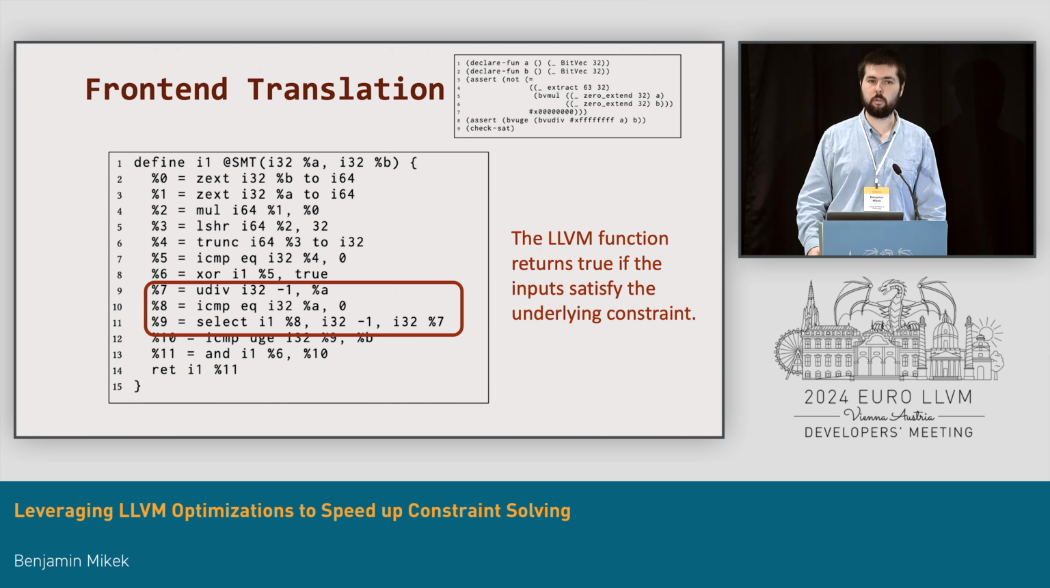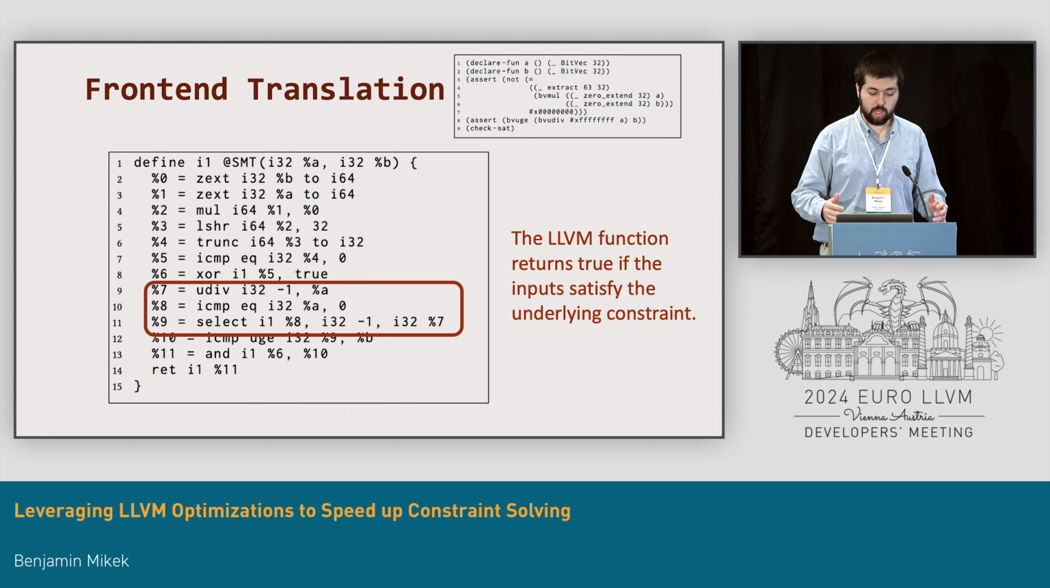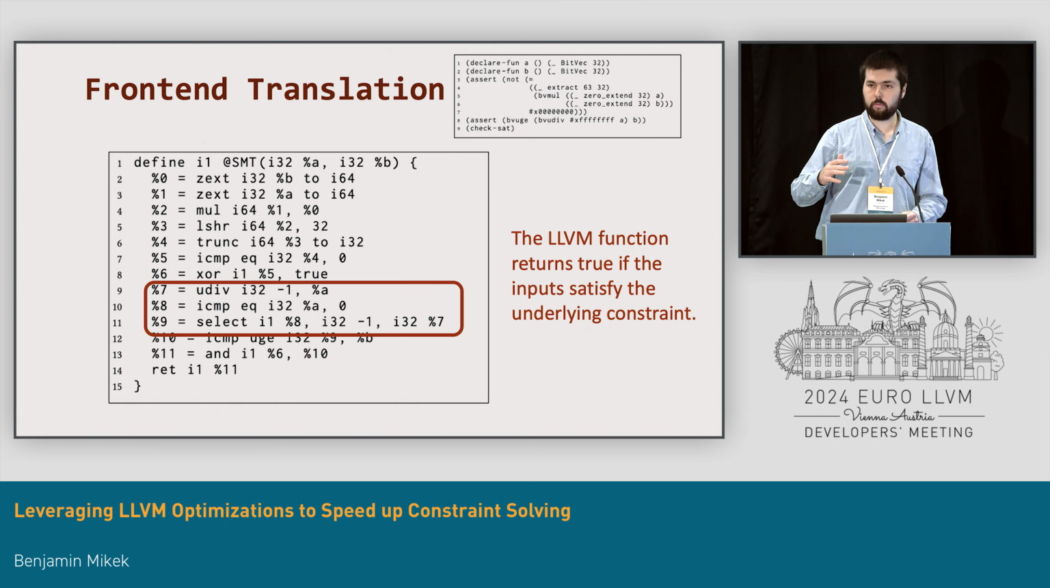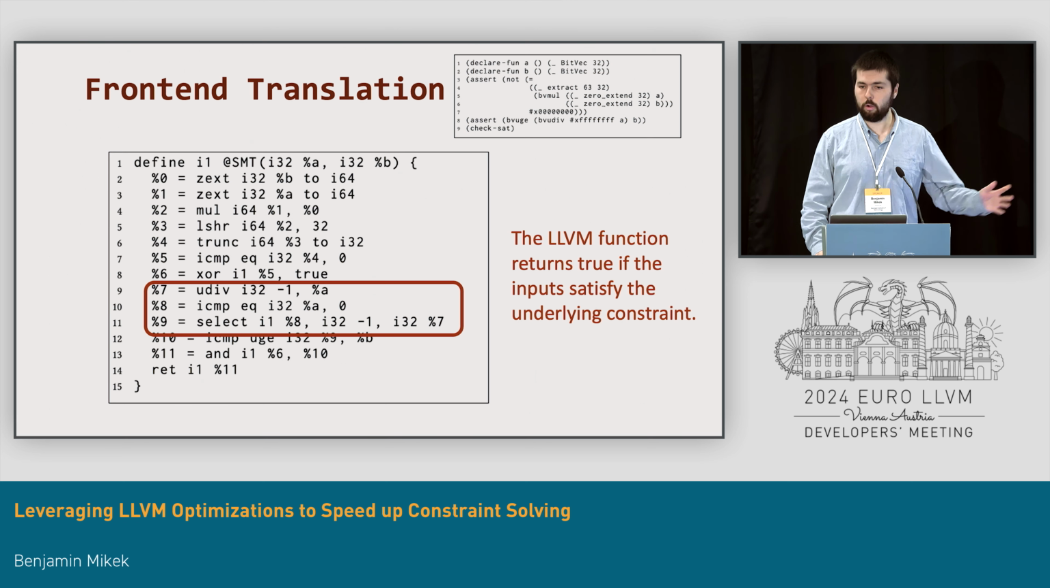But in LLVM, it would produce undefined behavior. And so we have to have these extra instructions to handle that. But once we have those, we get a function in LLVM that has the same semantics as the constraint. And we define the same semantics as meaning that the LLVM function returns true on some inputs if and only if those inputs would satisfy the SMT constraint. And if there are no inputs for which the LLVM function returns true, then the constraint is unsatisfiable.